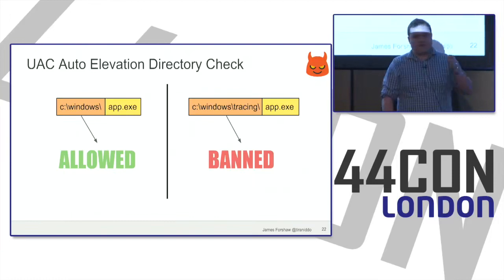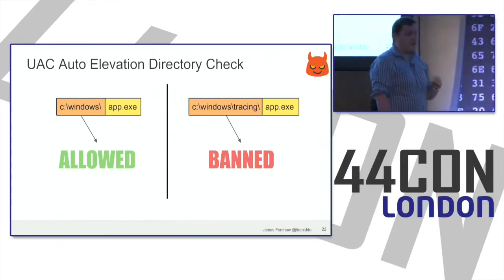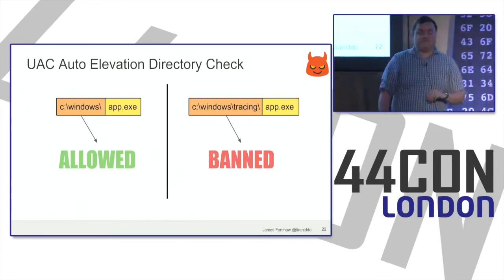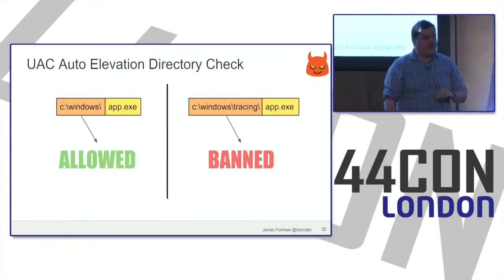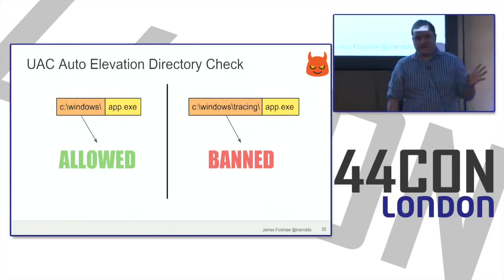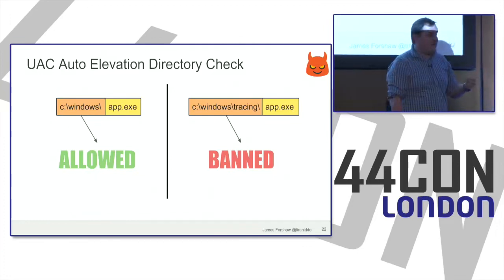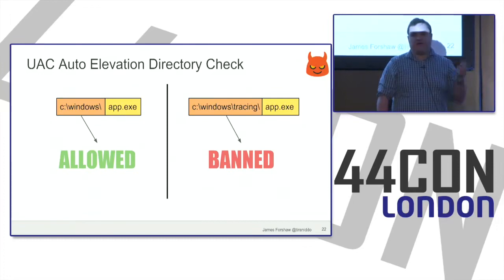So they required that the system service responsible for instantiating this process be in a secure location. And the definition of a secure location is actually hard-coded into the service. For example, if you're under C:\Windows, that is secure, and if you can put a file there, you get auto-elevation. However, if you put it under C:\Windows\Tracing, that is not a secure location, and therefore it is banned.